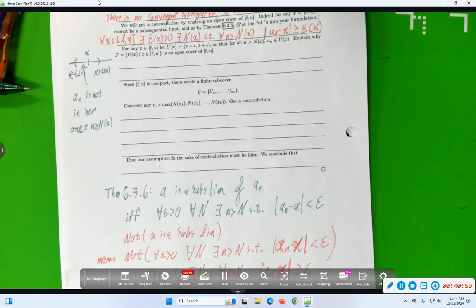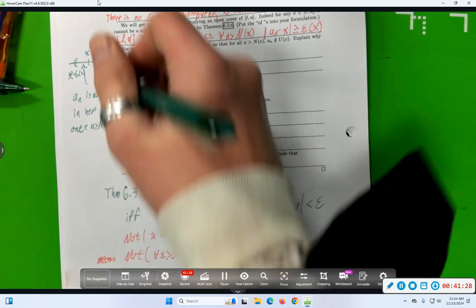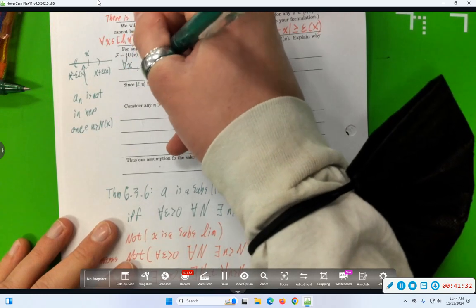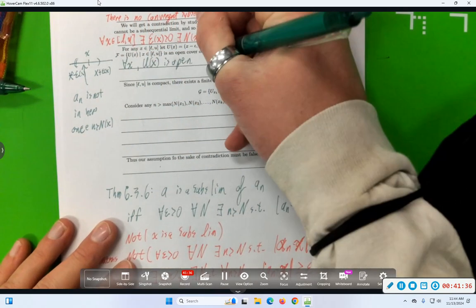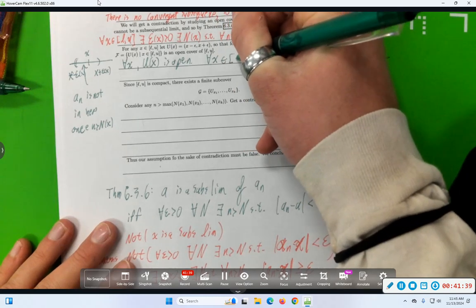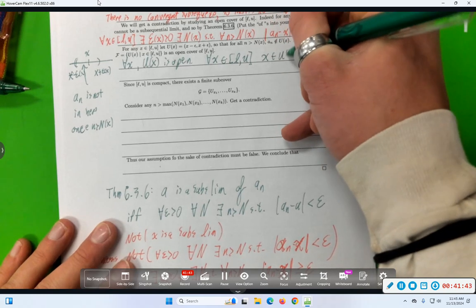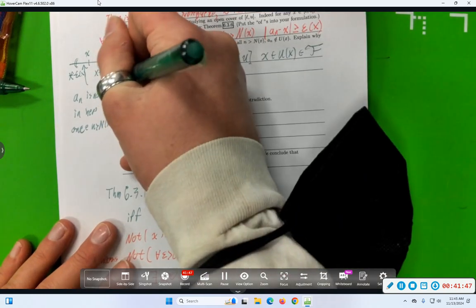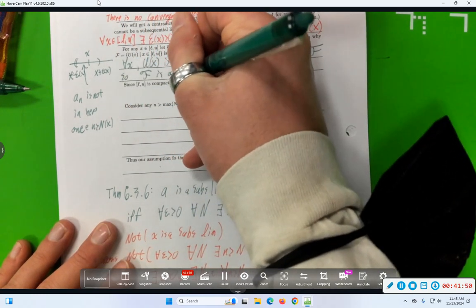I claim that that's an open cover. Why is it an open cover? To be an open cover, it needs to be a collection of open sets. Are each of those u of x's open? Yeah, they're open intervals. If I give you an x in between L and U, can you give me a u of x that contains it? Yes, in fact, it's exactly that u of x. So for all x, u of x is open. And for all x in L, U, x is in u of x, which is in big F. So, big F is an open cover.